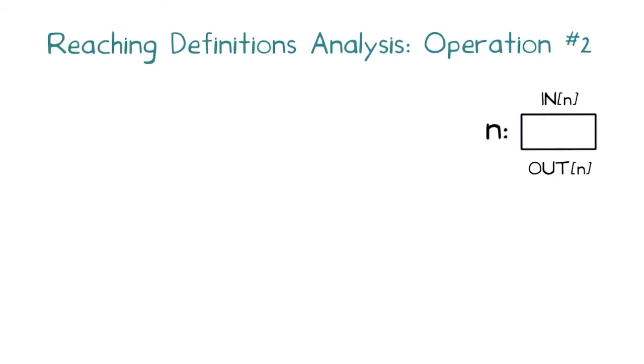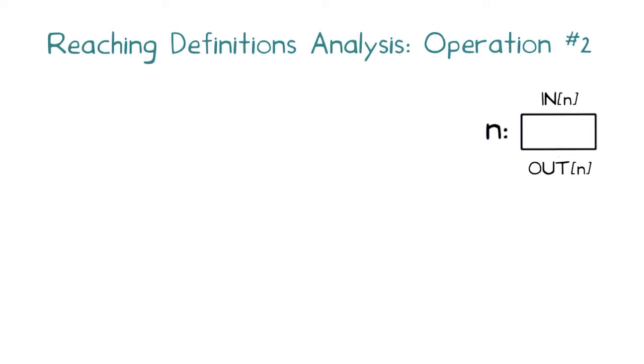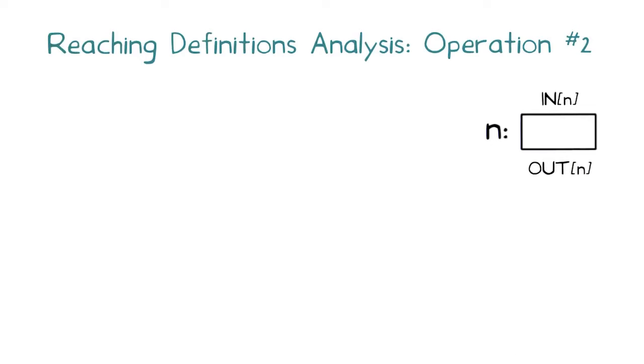The second operation of reaching definitions analysis tells us how to compute the set of facts at the exit of a particular node from the set of facts at the entry of that node. Unlike the previous operation that we just saw, this operation depends on the statement that occurs at the node we are looking at. We'll first state this operation in its general form, and then we'll show specific instances of it corresponding to each kind of primitive statement in the while language.